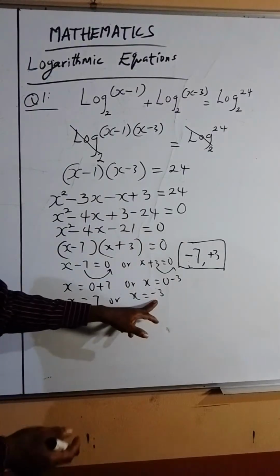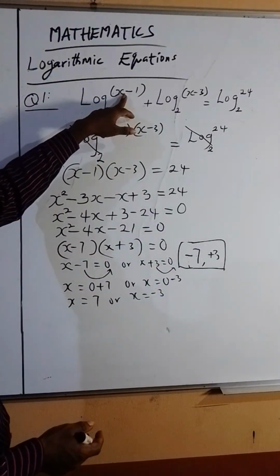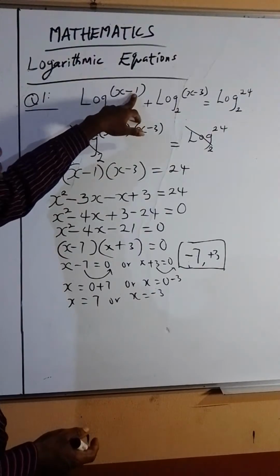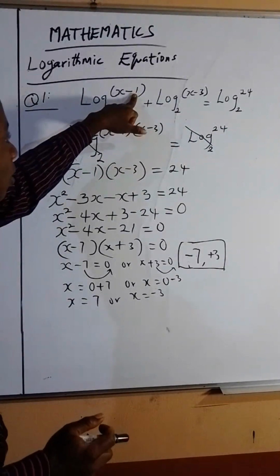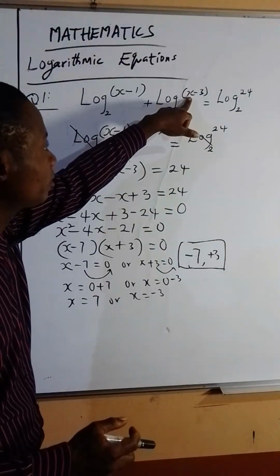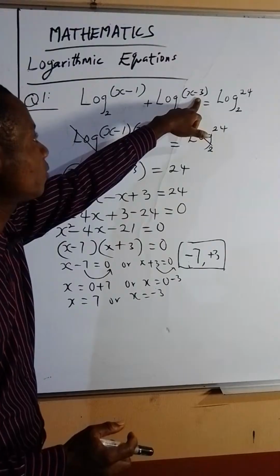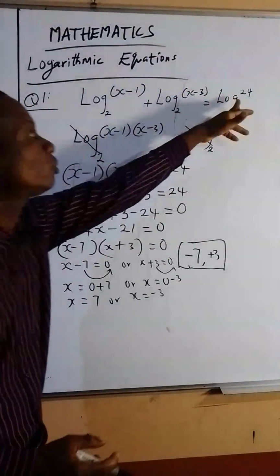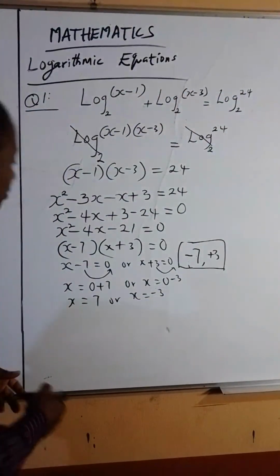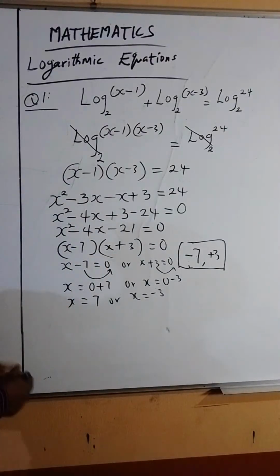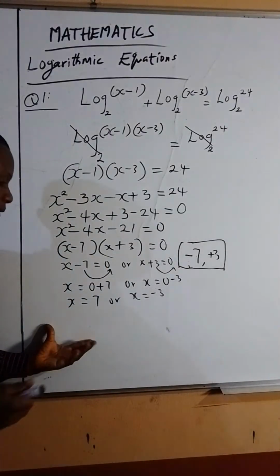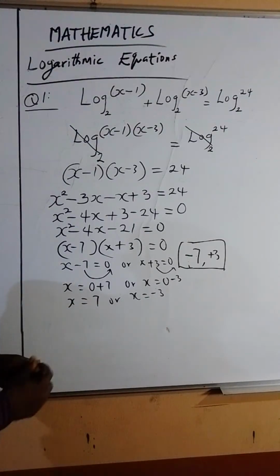You can also place minus 3 here. Minus 3 minus 1 is minus 4. And then here, minus 3 minus 3 is minus 6. So it is still going to give you 24. So this is exactly how we have been able to solve the problem. This is how we solve this type of problem.